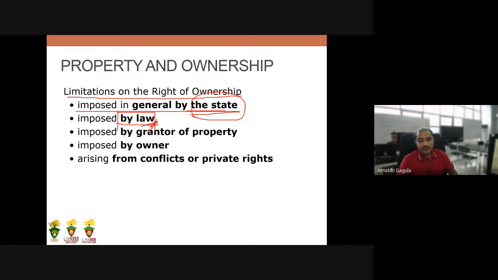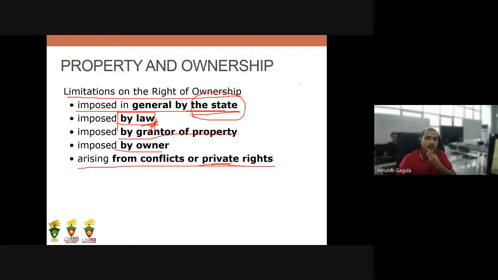Imposed by the grantor of the property. So, example kung naa kay tenant, no? Kung naa kay gibilin dito. So, kung ang imuhang tenant or ang imuhang grantor, may imo na, dili na siya pwede buhaton sa imuhang property. Imposed by the owner, same valuable na concept, then arising from conflicts of private rights. Example, conflicts or private rights.